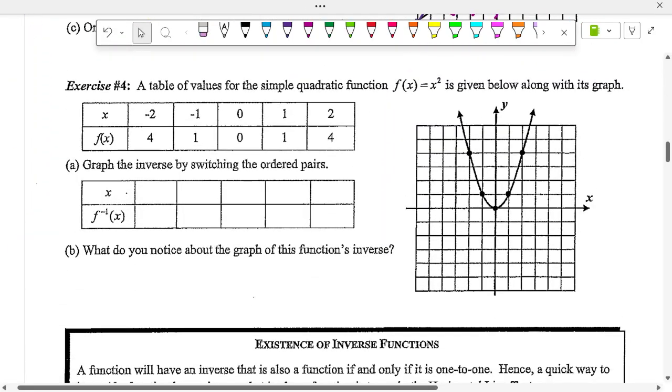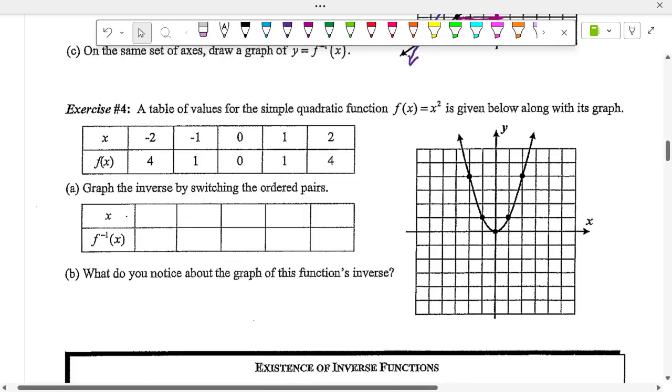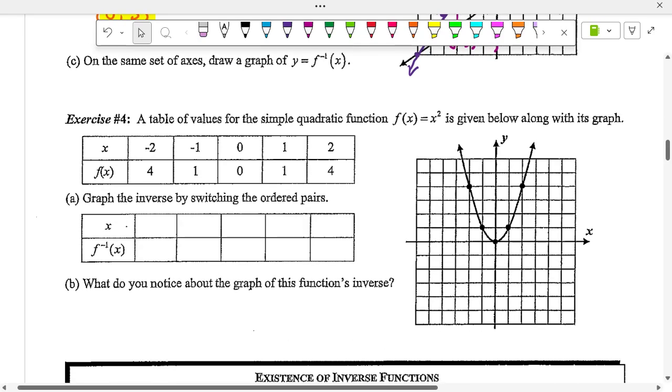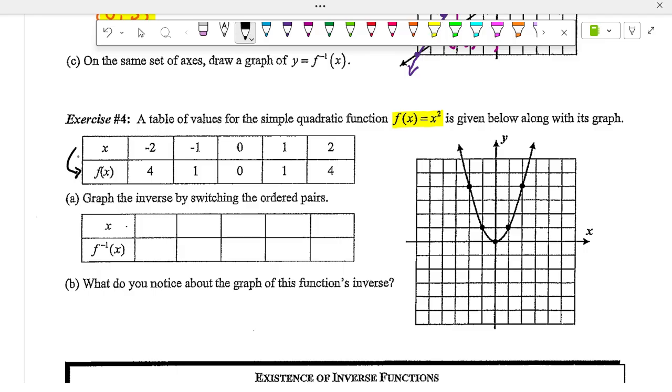All right, last example and then we're done. So this last example, they give us a table and its corresponding graph. So the table and the graph both represent f of x equals x squared. And they want us to use this table to graph the inverse. So first we're going to fill out this table. What do you think I'm going to do for every spot on this table if I'm using the original? Just switch x and y. So we're literally just going to flip-flop the rows.